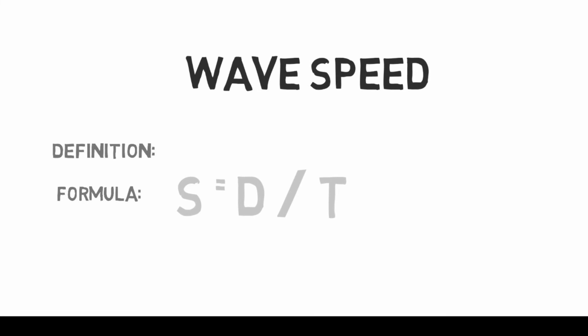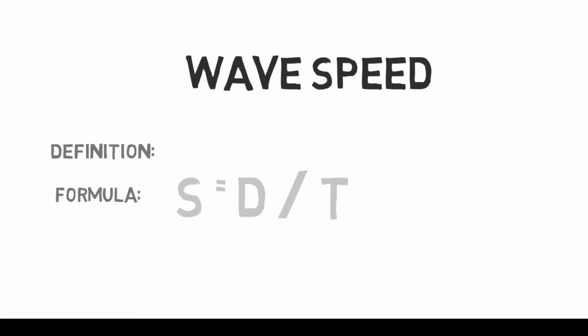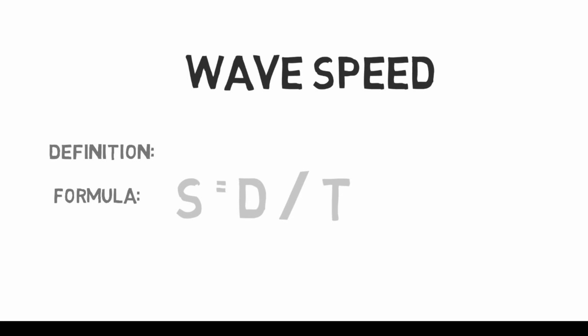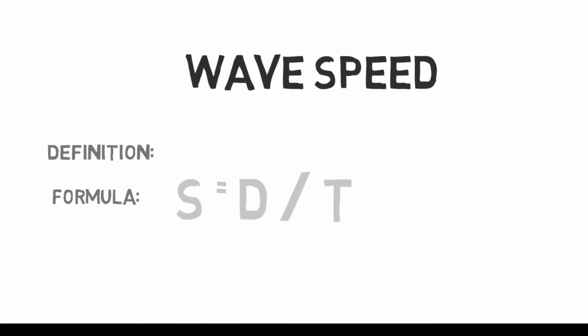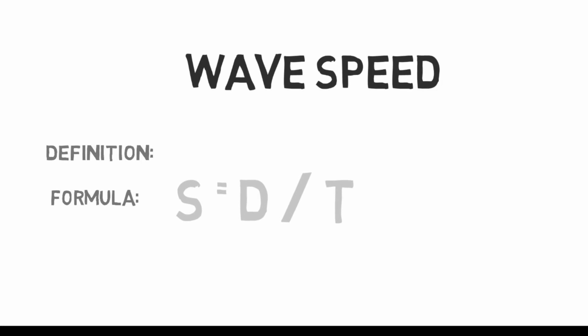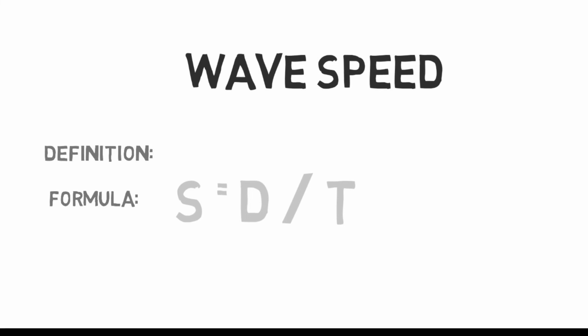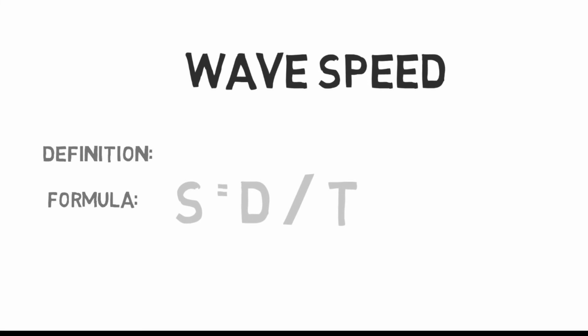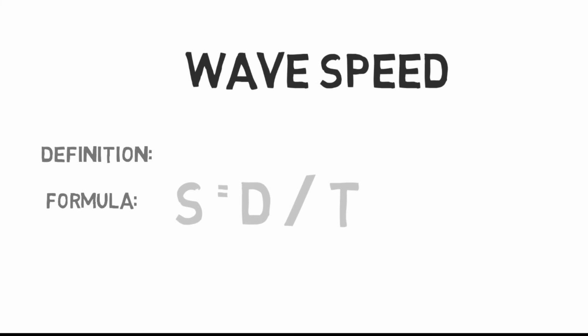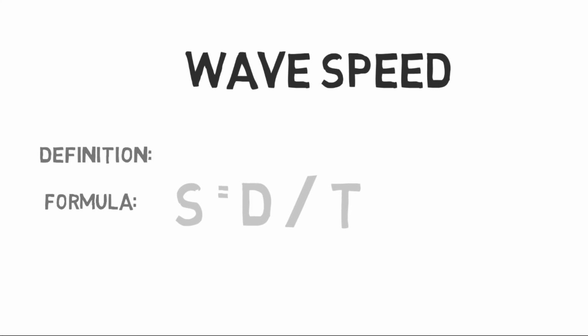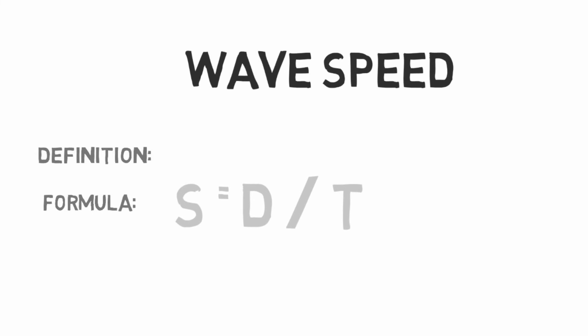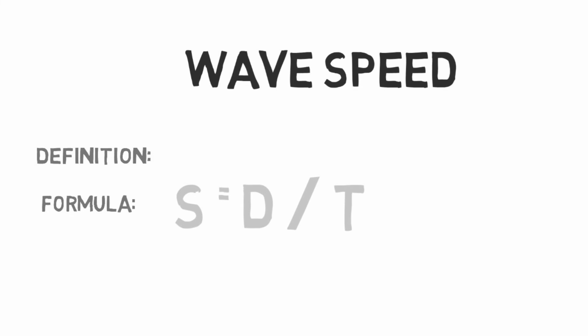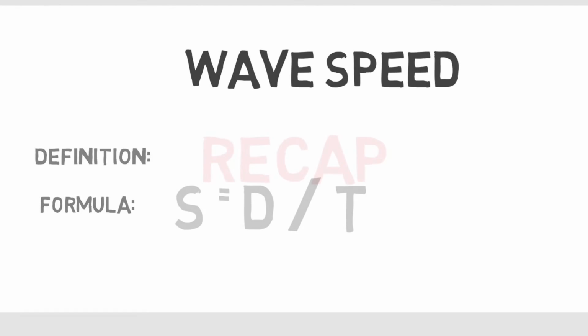For example, if a crest of a wave covered a distance of 30 meters in 10 seconds, then the speed of the wave is 3 meters per second. But if another crest covered 35 meters in 10 seconds, then its speed is 3.5 meters per second. We can see that fast waves cover long distances in the same time period.